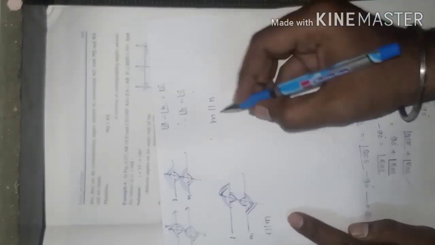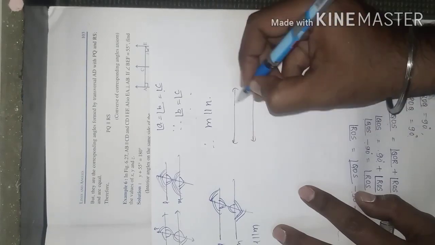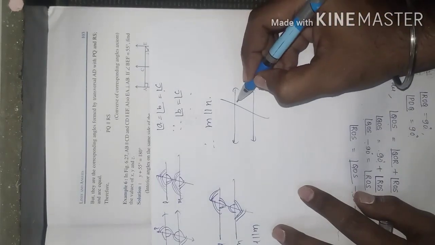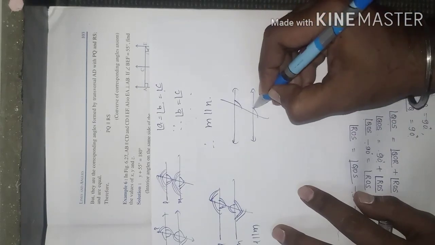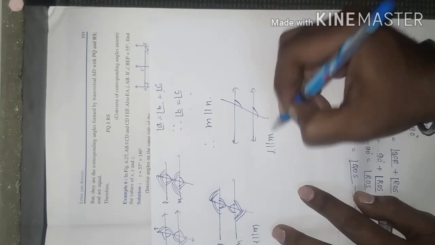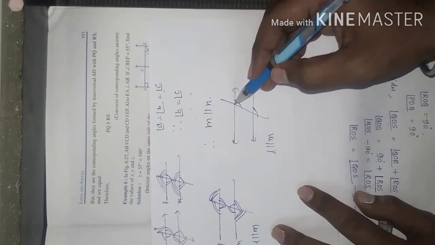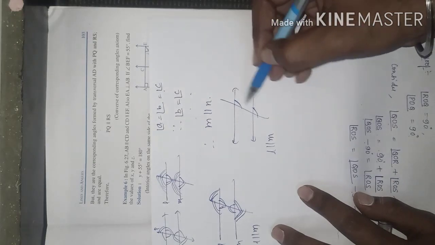In the same manner, if the corresponding angles are equal, corresponding angle means these two corresponding angles are equal, then line L is parallel to M. You can consider other pairs also for corresponding angles. I am taking only one pair here.